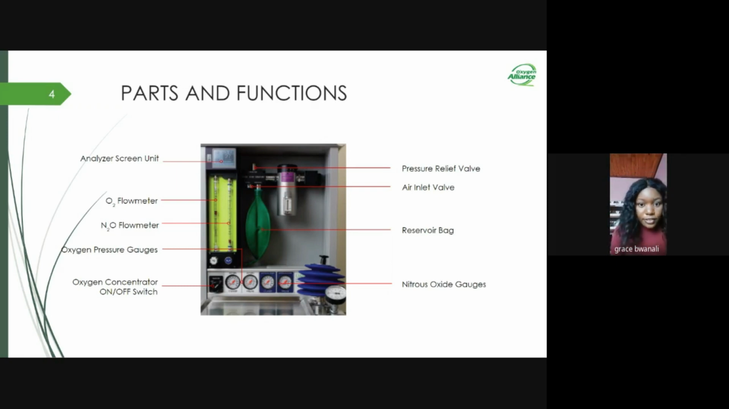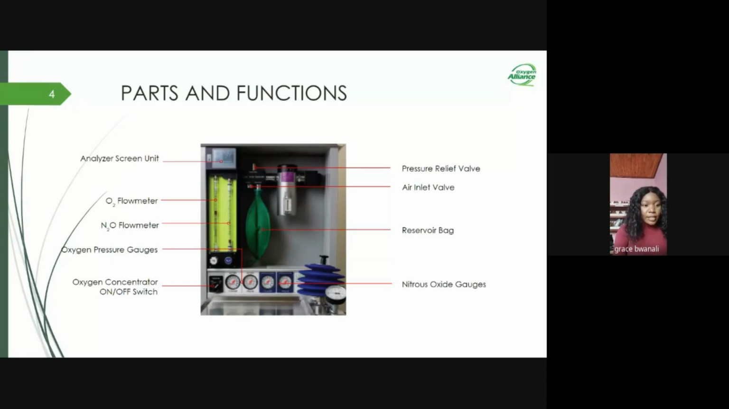On the other side, we have the analyzer screen unit, which is there to display oxygen concentration in the gas mixture. This is the concentration that is being delivered to the patient, and this is also used for calibration. Below it, we have the oxygen flow meter and the nitrous oxide flow meter. These are there to control the amount of these gases that are entering the back bar, and that are also available for the patient.